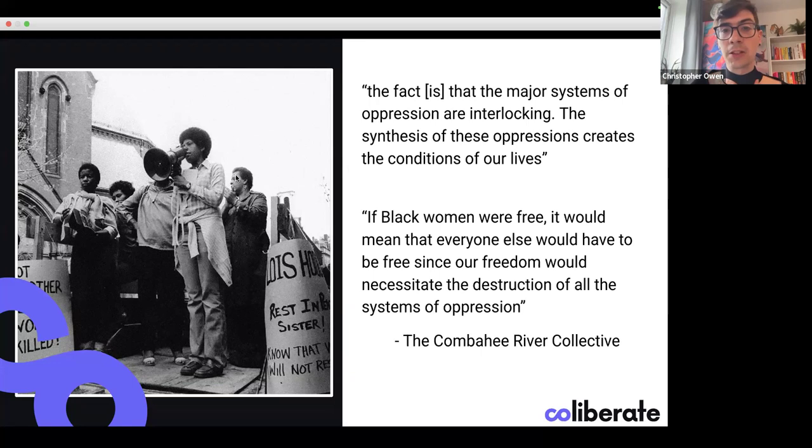The fact is, and this is from the Combahee River Collective, a really important anti-racism organization, they've shown us that major systems of oppression interlock, they work together. And the synthesis of these oppressions shapes everybody's lives. And so their argument is that in order for Black women to be free, everyone else would have to be free too, since our freedom would necessitate the destruction of all the systems of oppression. We can't solve the climate crisis or the cost of living crisis unless we also solve the hierarchies and the erasure and the other systems that justify domination over people and planet. It's all connected.